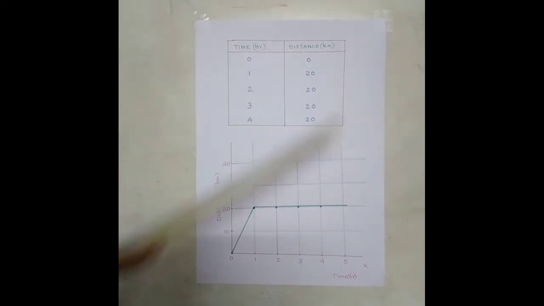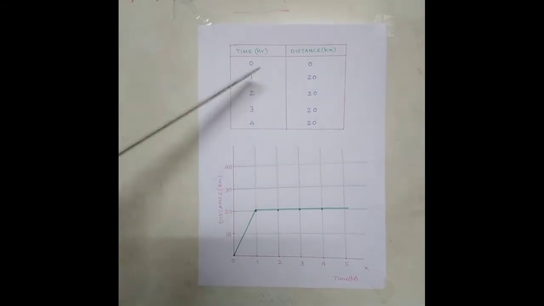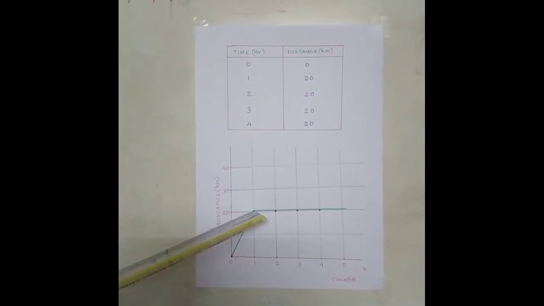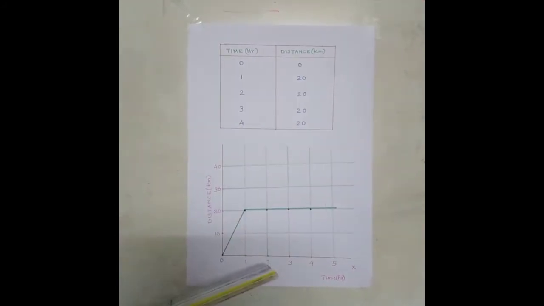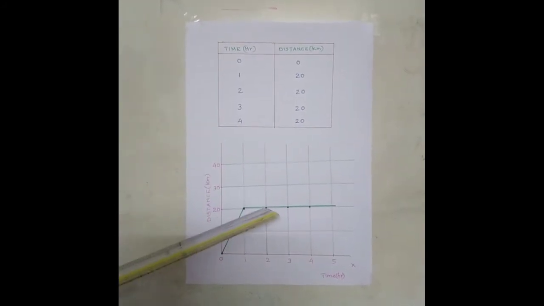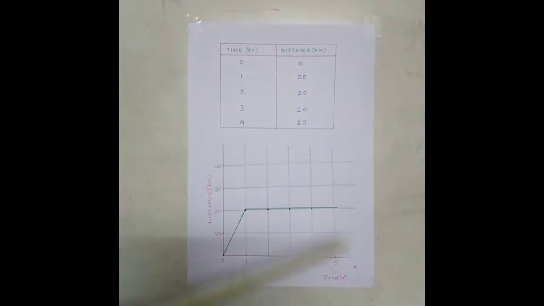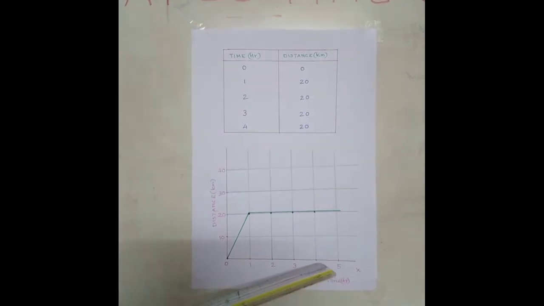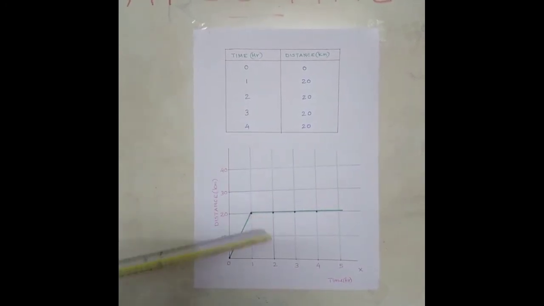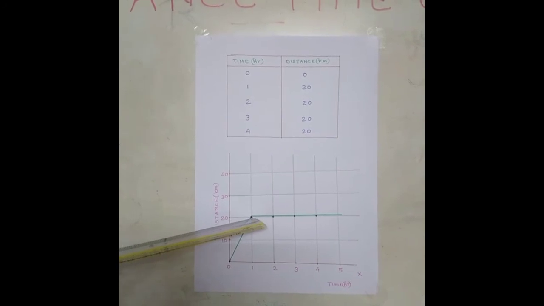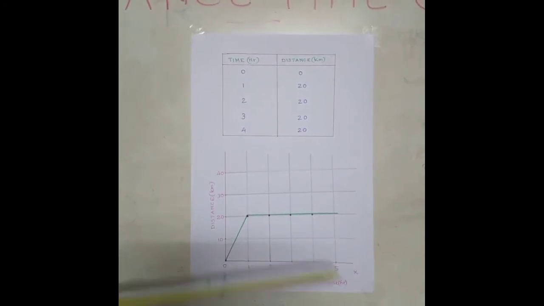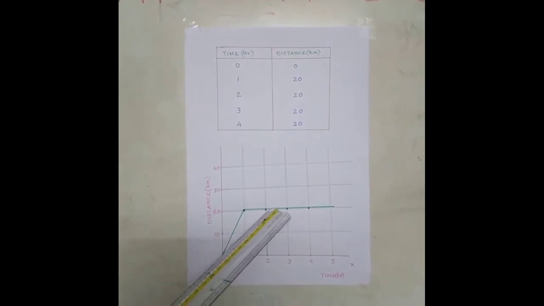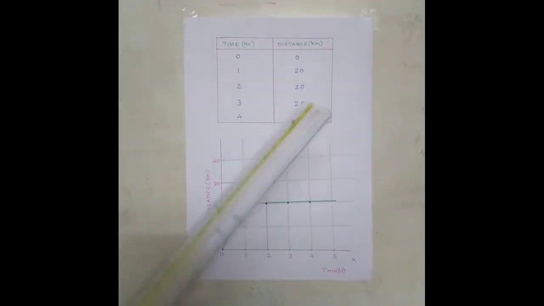First 0 and 0, which is the origin. Then 1 and 20, this point. Then 2 and 20, the same height here at 20. Then 3 and 20, meeting point. Then 4 and 20. This means the graph is a straight line parallel to the x-axis. So this graph, which is parallel to the x-axis, represents an object at rest.